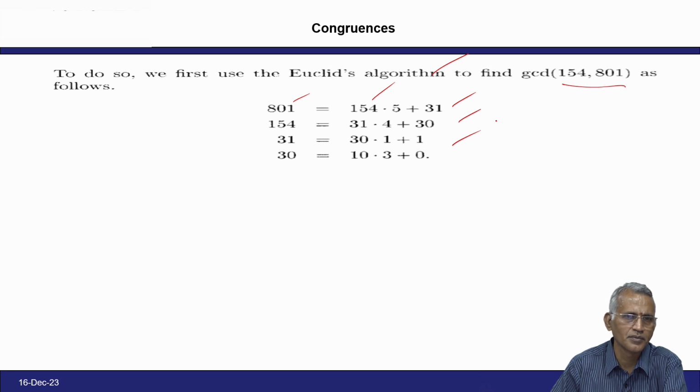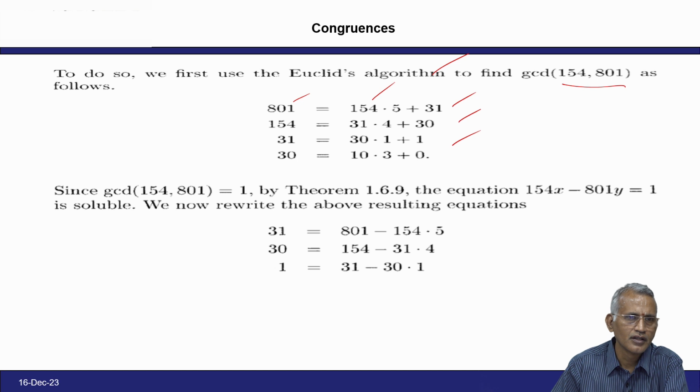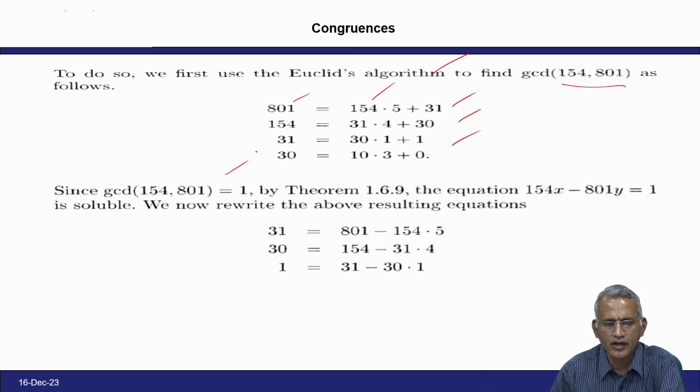So, this way we can express the linear Diophantine equation. Since the GCD of these numbers is 1, according to this theorem, 154x minus 801y equals 1 is solvable, because the GCD exists. So, we now backtrack through the result.